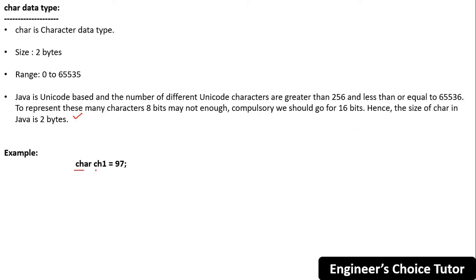Like char ch1 is equal to 97. So what is this 97? Do you think it will work? It will perfectly work. You are passing 97, so it will consider it as Unicode, and it will find out the equivalent character. So it is perfectly fine.